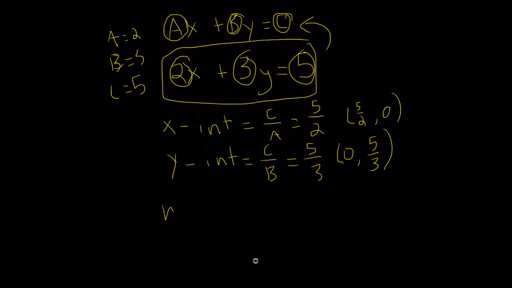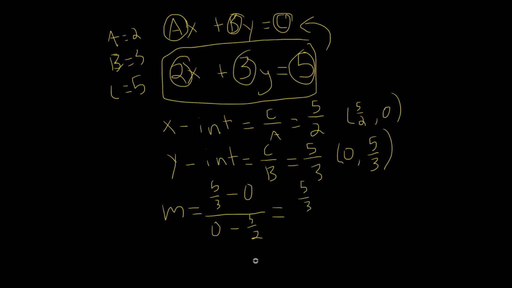And now what we're going to do is find our slope, m. Remember, we already have 2 points, so we're just going to use our slope formula to find our slope. And what is that? That's y2 minus y1 over x2 minus x1. y2 in this case is 5 thirds, that's our second y, minus y1, which is 0, over x2, that's 0, minus x1, which is 5 halves.